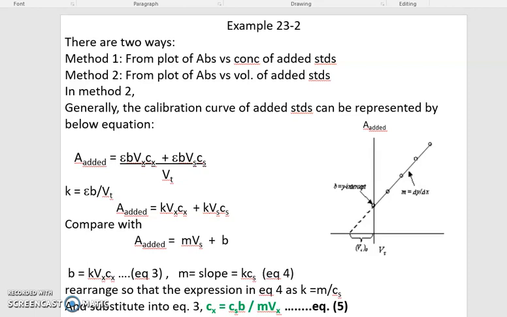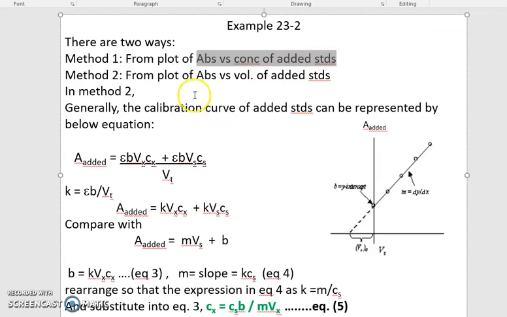In today's video, I would like to show you how we can determine the concentration of analyte in a sample using a calibration curve plotted with absorbance as a function of volume, instead of the x-axis as the concentration, which we have covered in the previous video.